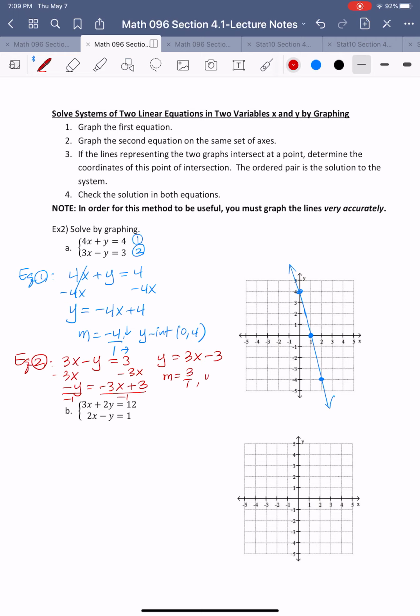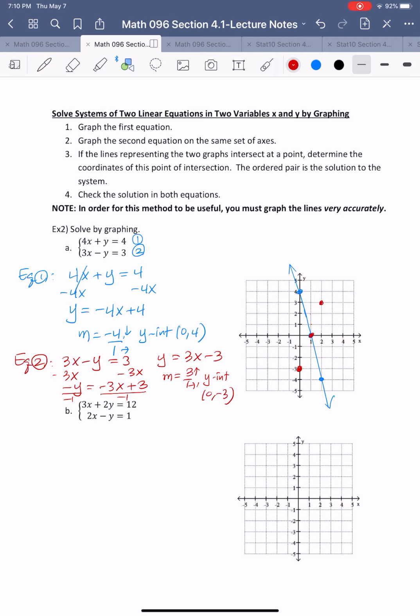And then the y-intercept is 0 and negative 3. So from the 0, negative 3 is right here. And then you need to go up 3 and right 1 to get another point, okay? So from here, 1, 2, 3, and right 1. Oh, we already got the intersection right here. 1, 2. So from here, 1, 2, 3, right 1. So I need to get that point out too.